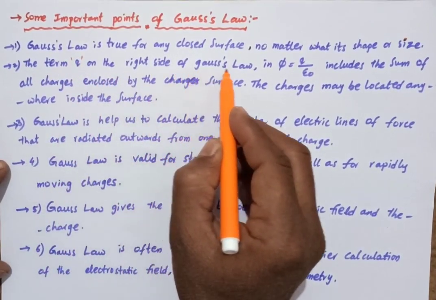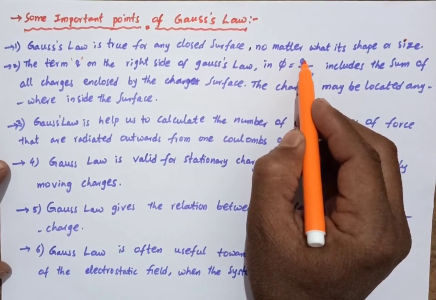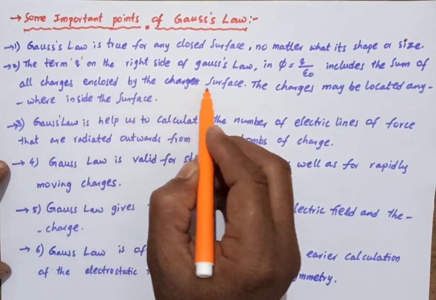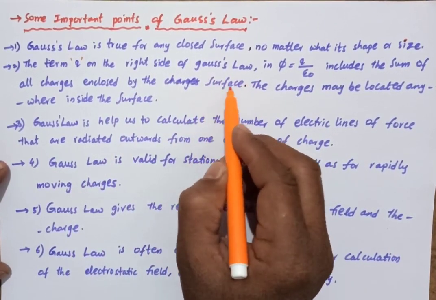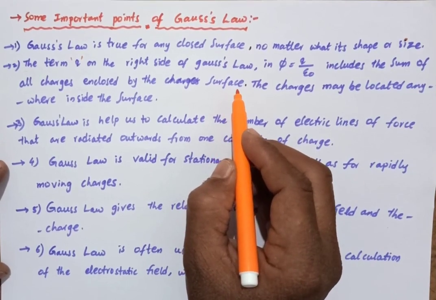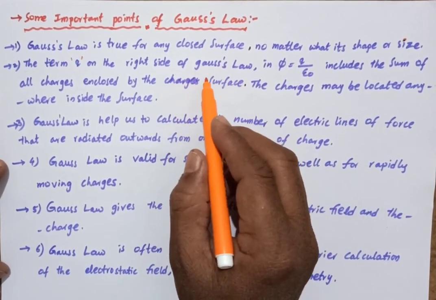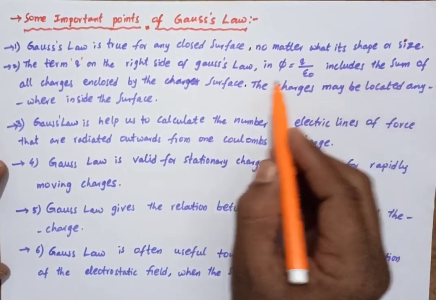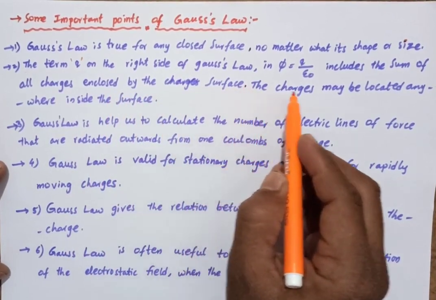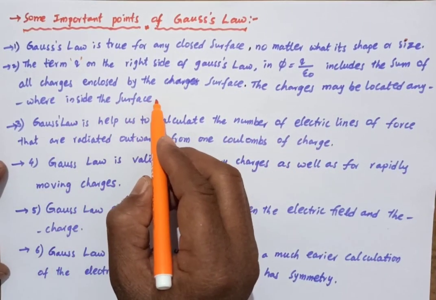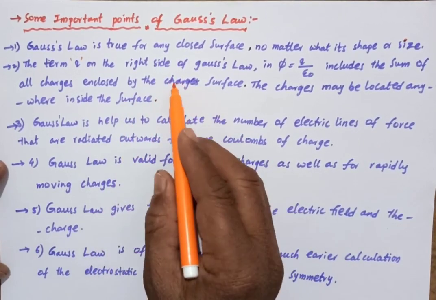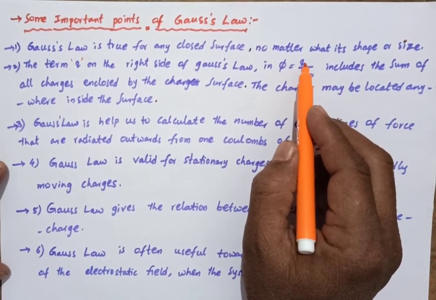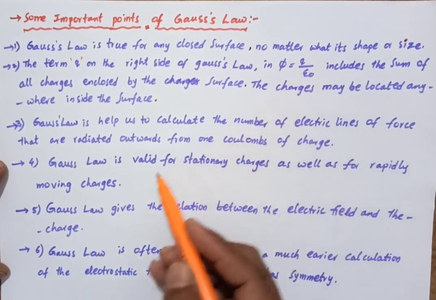Second one, the term Q on the right side of the Gauss law. Q is the net charge. It includes the sum of all charges enclosed by the surface, for example Q1, Q2, Q3, Q4, etc. Then the algebraic sum of the charge Q equals the algebraic sum of all charges enclosed by the surface. The charges may be located anywhere inside the surface. The algebraic sum equals the total net charge on the right side of this equation.